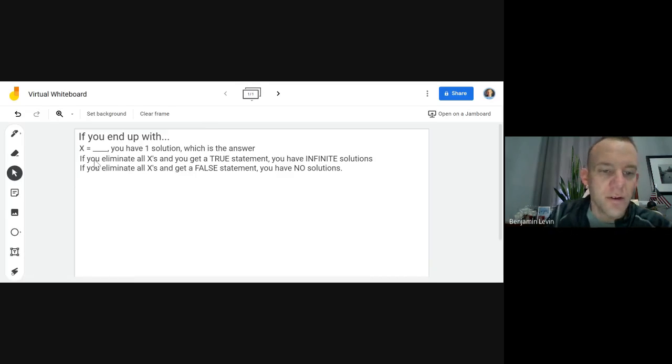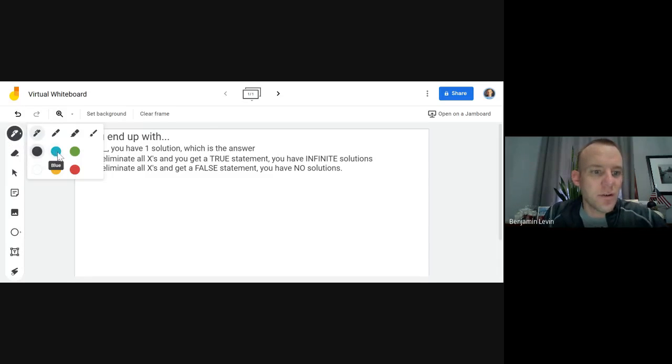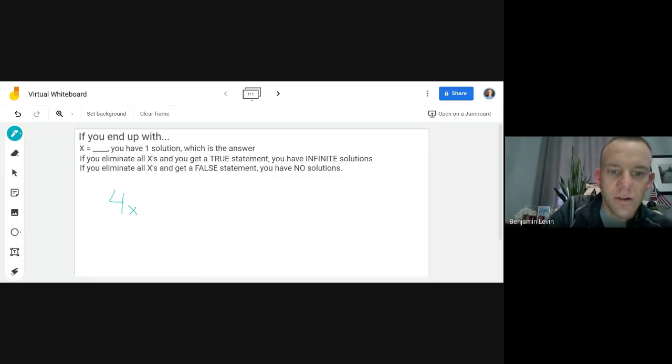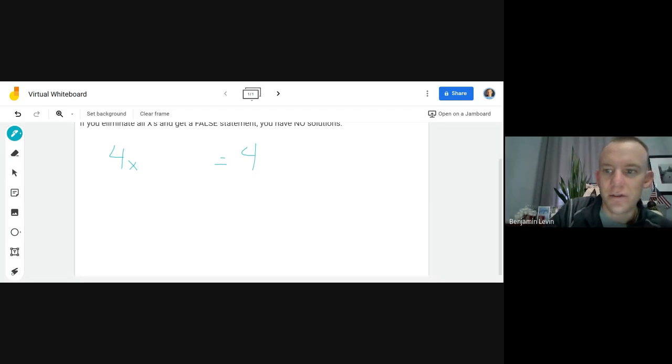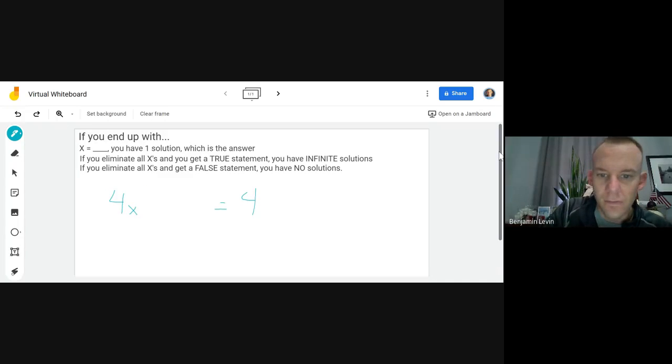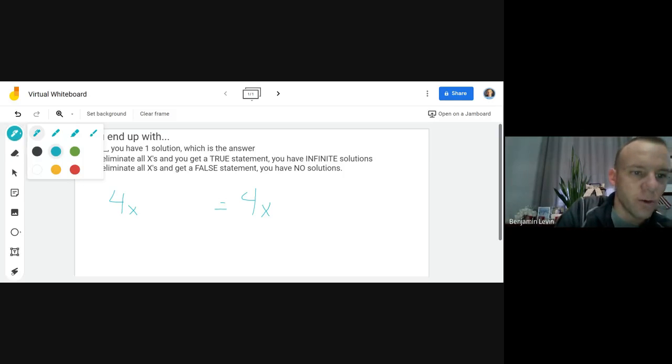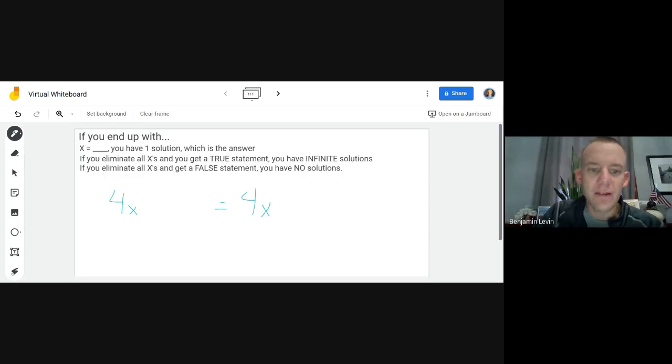We also have situations where we have the same number of x's on both sides of the equation, right? If I have an equation where I see the same number of x's on both sides of the equation, 4x and 4x, I'm going to know that I'm going to eliminate all these x's.